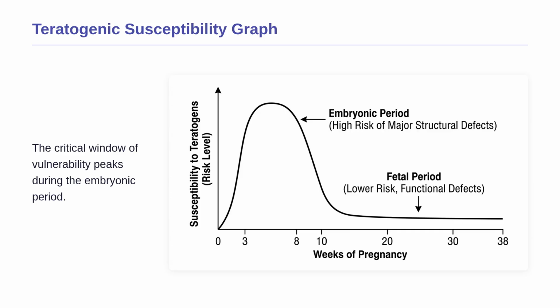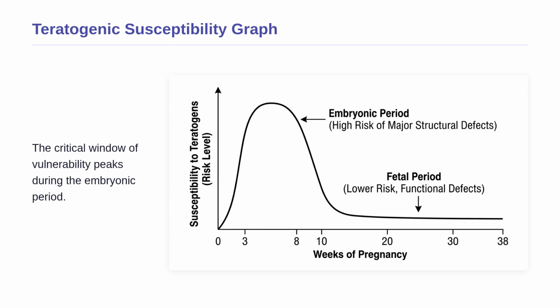To visualize why the timing factor changes so drastically, let us look at this susceptibility graph. The horizontal axis represents the weeks of pregnancy, and the vertical axis shows the risk level. Notice the massive peak between weeks 3 and 8? This is the embryonic period, where organs are initially forming. Any disruption here causes major structural defects, which is why the curve is so high.